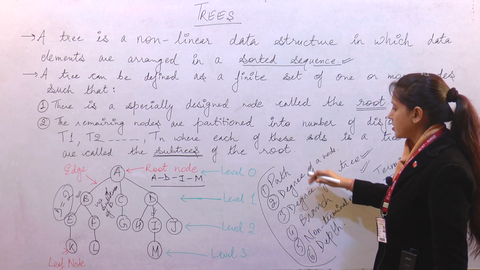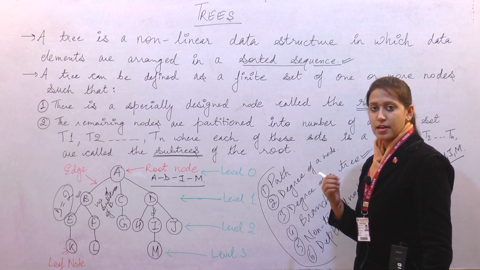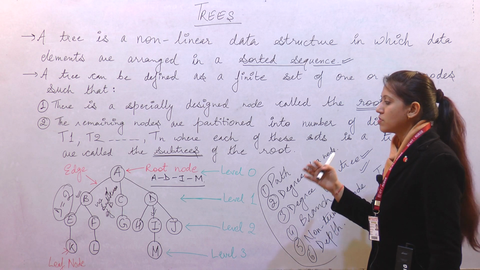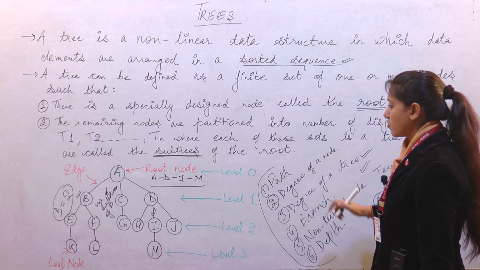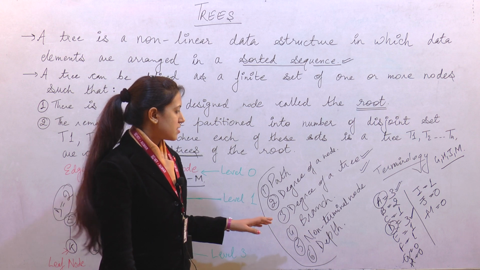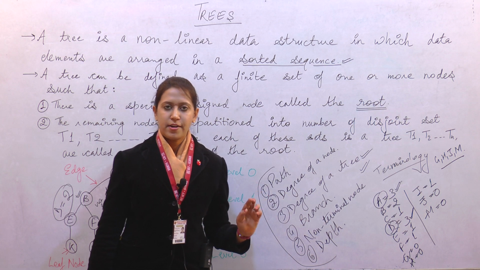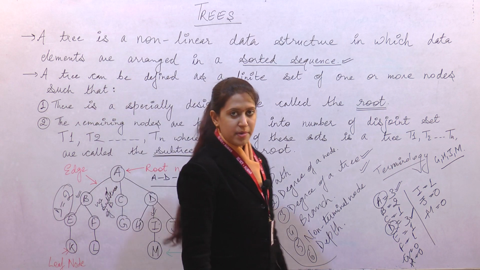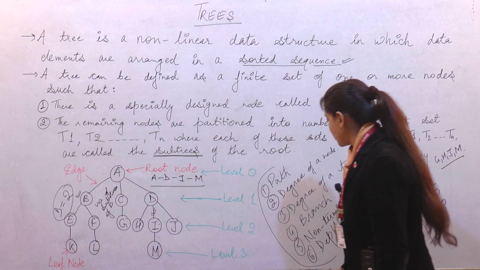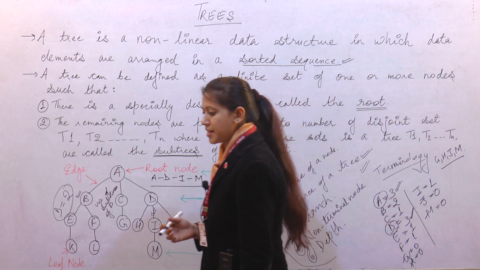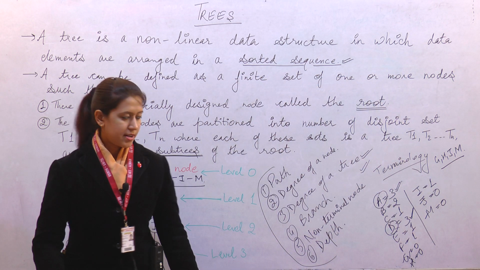These 6 terminologies are path, which we take to reach from one source node to a destination node. Degree of a node gives the number of subtrees of a node. Degree of a tree gives the maximum degree of a node. After that we discussed branch, then non-terminal node. Any node whose degree is not 0 is known as a non-terminal node.